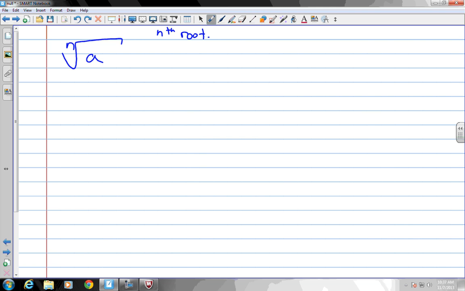So again, the definition, the nth root of a equals b implies if you raise b to the power n, you're going to get a. So the a, we call that a radicand. And that little n on the top, that's the index of the radical. So if it's a square root, we don't write anything. It implies 2, but any other power will have a number there. So cube root, 4th root, and so forth.